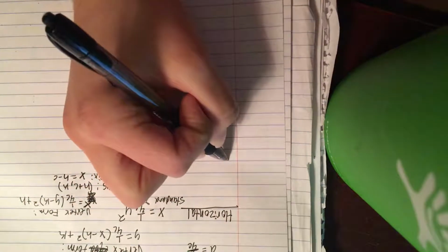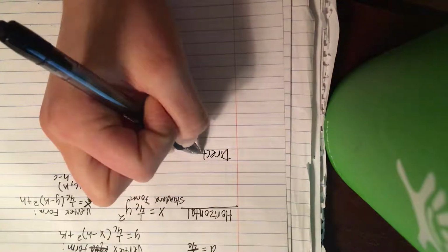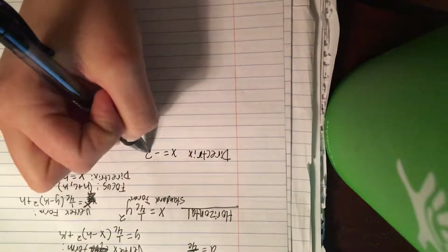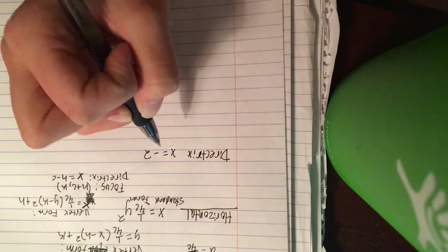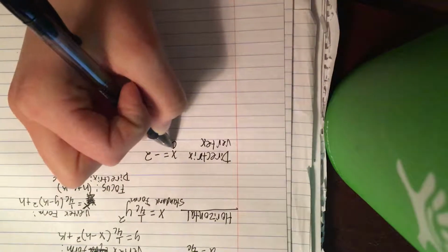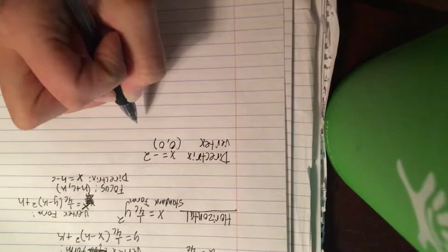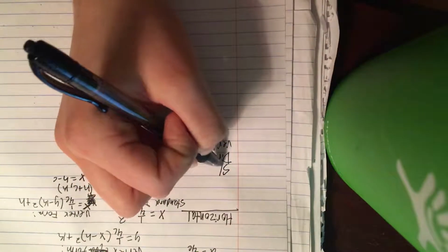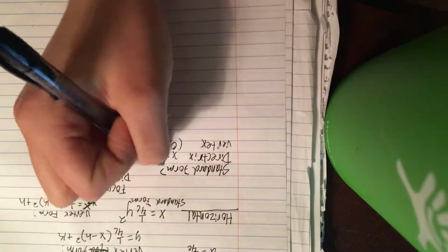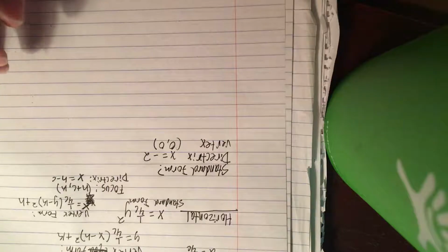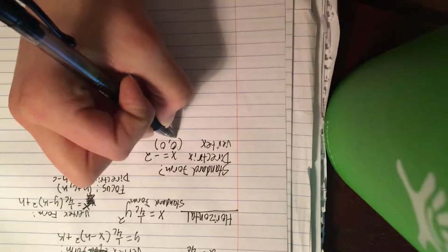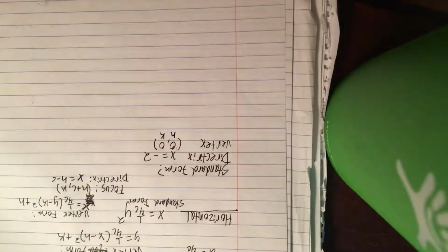So let's say we have an equation that gives you the directrix, and it's x equals -2. We know because of this x that it's a horizontal parabola. And it gives you the vertex, and it says that the vertex is (0, 0). Now it's asking for the standard form.